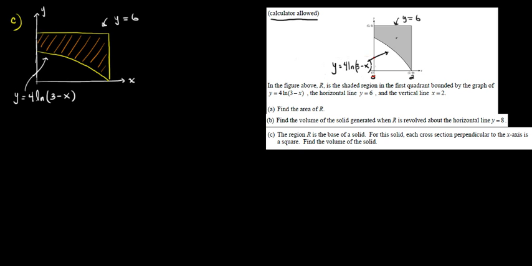Alright, so in this video we're going to continue this problem here, and we're on part C. Part C is telling us that the region R is the base of a solid. So now we're assuming that this here is the base of some type of solid, and for this solid, each cross section perpendicular to the x-axis is a square, and we want to find the volume of that solid.